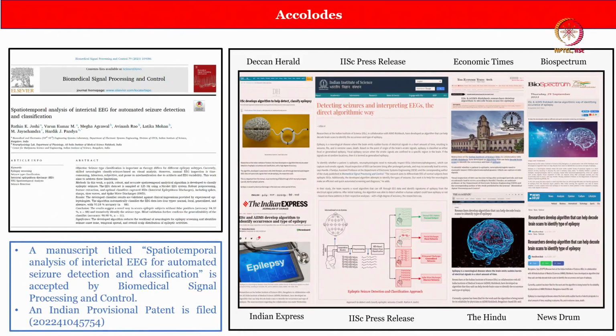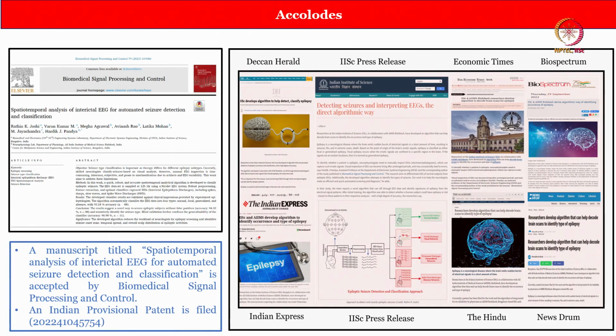As I was telling you, we have published this paper in Biomedical Signal Processing and Control, on nothing but spatiotemporal analysis of interictal EEG for automated seizure detection and classification. And we have also filed a patent, because now we can use the algorithm and aid the clinician to quickly get the diagnosis done.